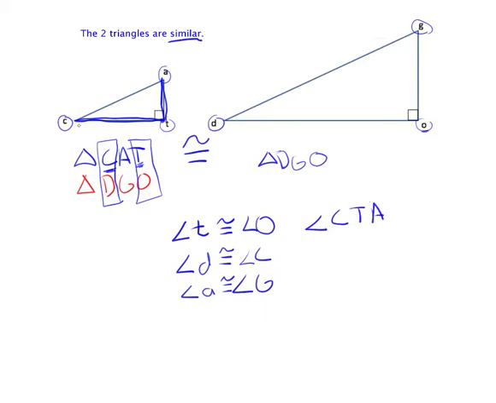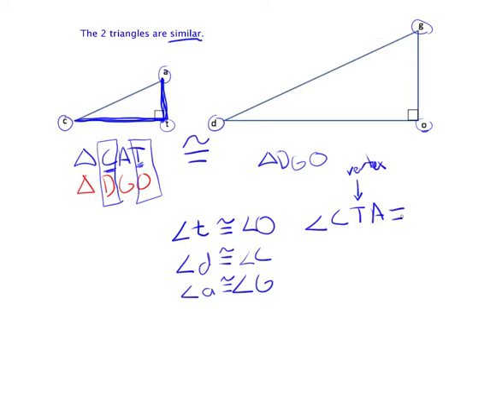And that would be that CTA angle, starting with that C. Notice how the T is in the middle. This is the middle, the vertex of our angle, and that's at that right angle. So that's another way to write angle T.